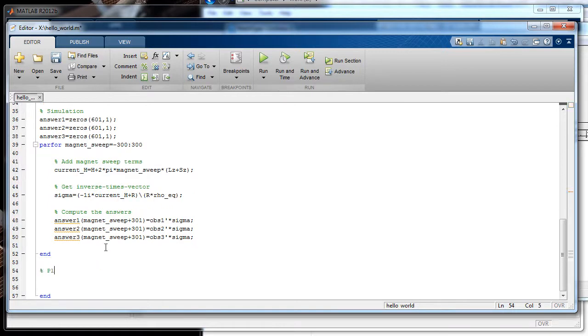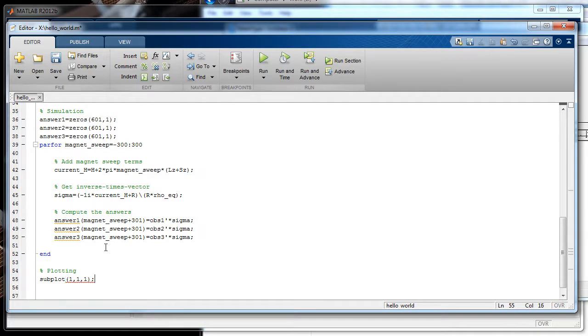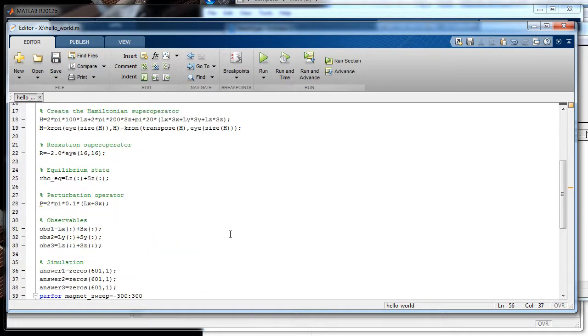So plotting, we just need to plot things, and so subplot, let's say 1 1 1, so row 1 column 1, first panel. Let's make it 3 rows 1 column, first panel, then plot the real part of answer 1, and then have 2 more panels for answer 2 and answer 3. So 2, 3, 2, and 3. And the warnings disappear, and everything is in the green now, with the exception of one thing.